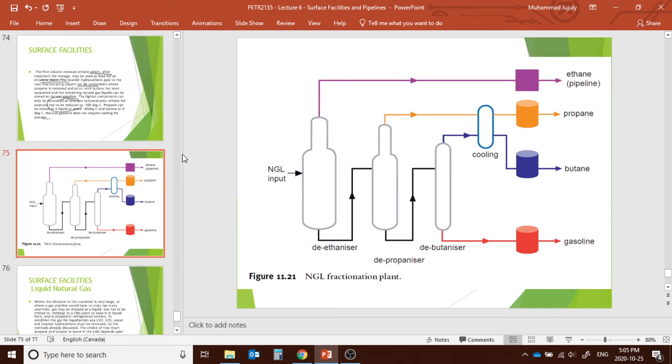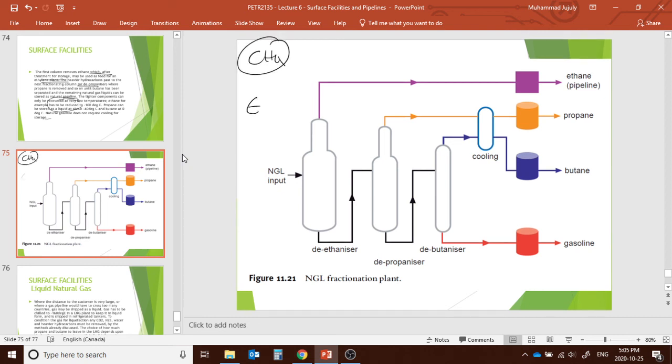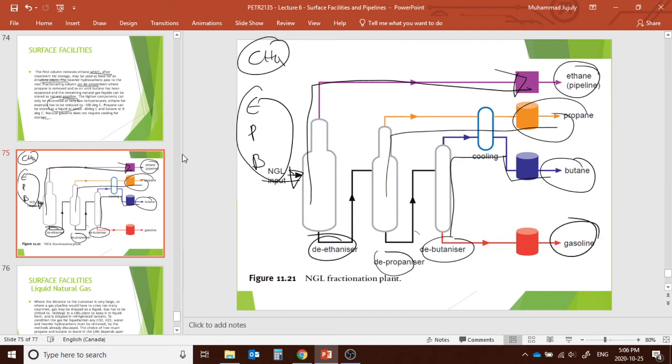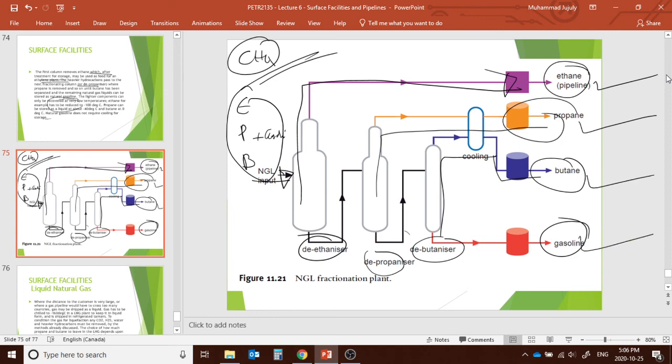So this is an example of an NGL fractionating plant. NGL means natural gas liquid. After we remove methane successfully, we still have ethane, propane, and butane. So we put in the mixture, and this is the deethanizer. From there, we get the ethane, it goes to the pipeline. Then we get the depropanizer and the debutanizer. We cool down, we get the butane, and at the bottom, we get the gasoline. So this is how we get the methane, and then the ethane, the propane, the butane, and the gasoline.